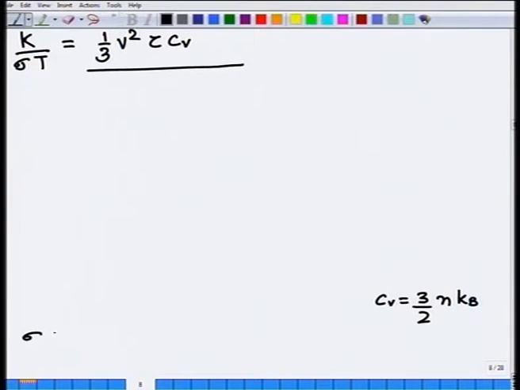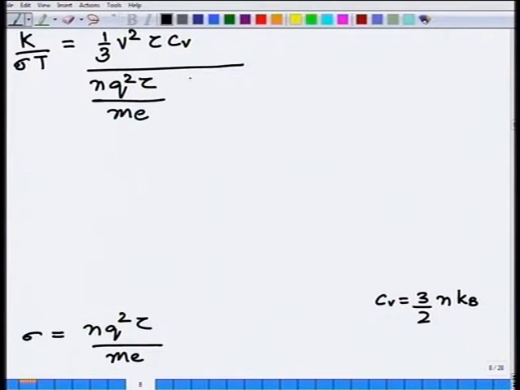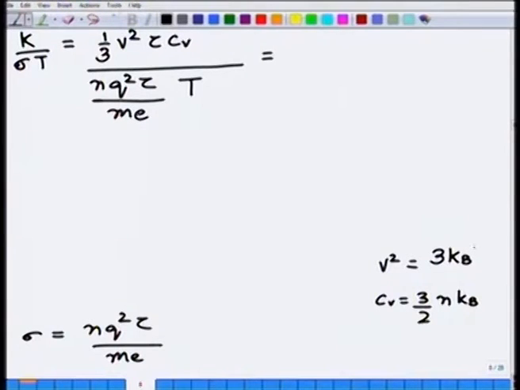Remember what conductivity is? Conductivity we had derived as n q square tau by m_e. Therefore, we can substitute that in here: n q square tau by m_e times T. Also, we are going to make two substitutions. First, for the square of velocity, which we estimate from right here: V square equal to 3 Kb T by m_e, that is what we will substitute in here, and we will also substitute Cv. Cv is already given here.